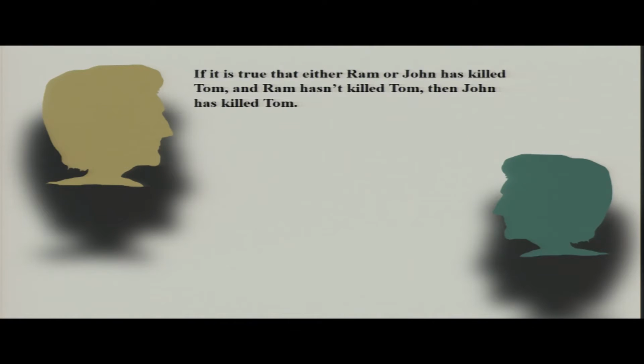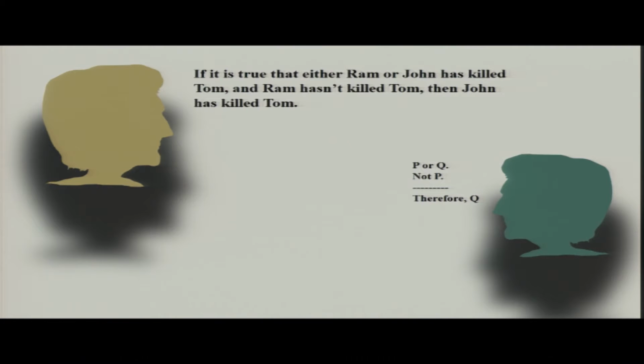So suppose the speaker says to the hearer that if it is true that either Ram or John has killed Tom and Ram has not killed Tom, then John has killed Tom. Now without looking at the world, without looking at anything, the hearer knows that this must be true. Why? Because what the hearer has in their mind is something like this.